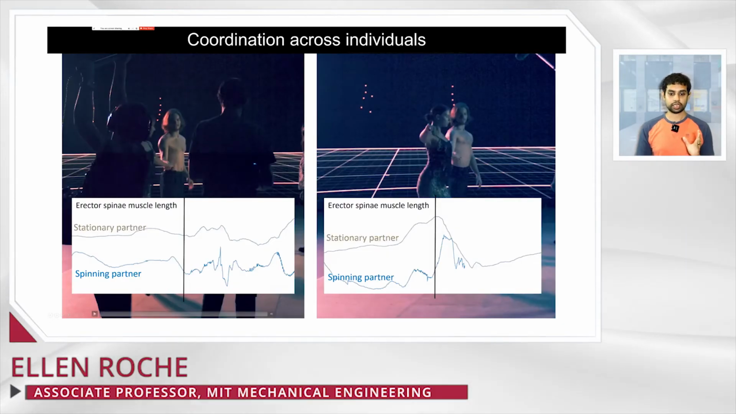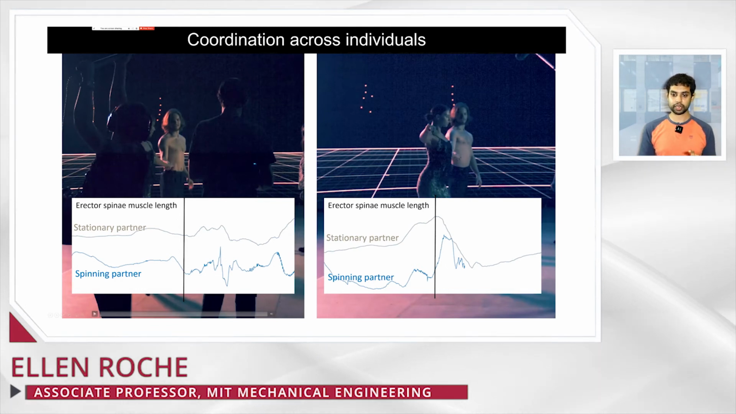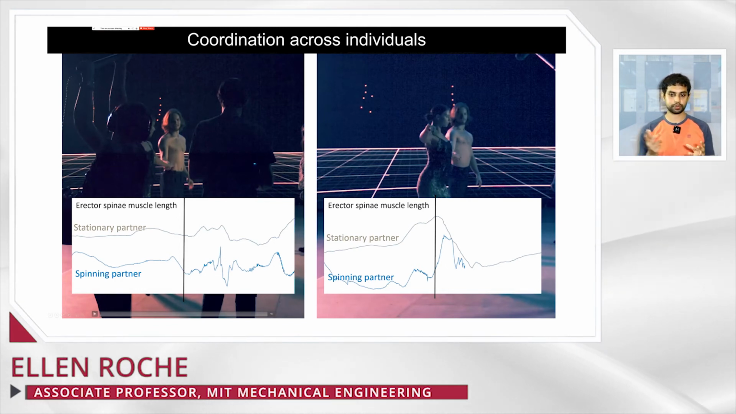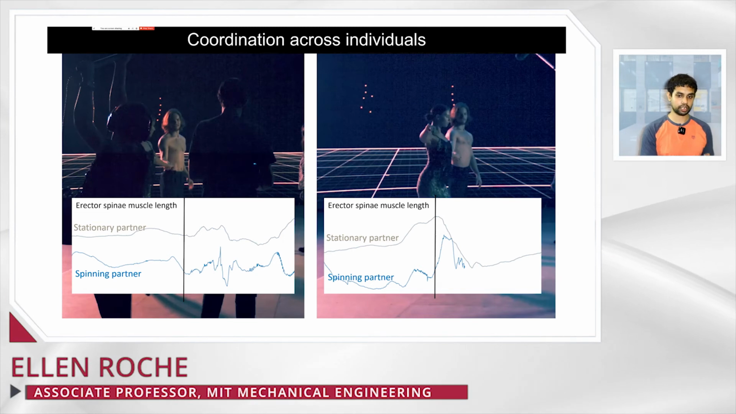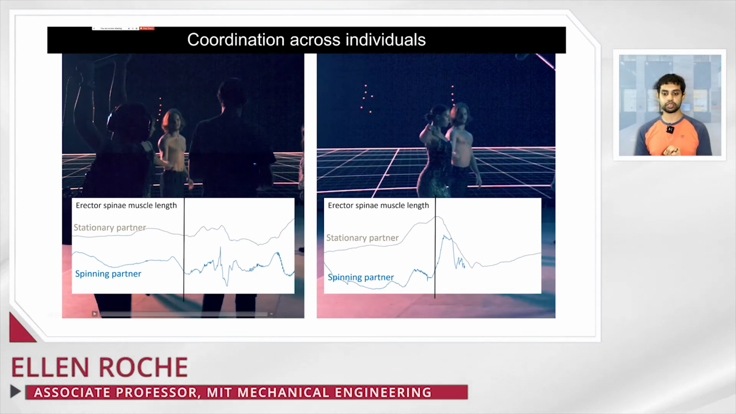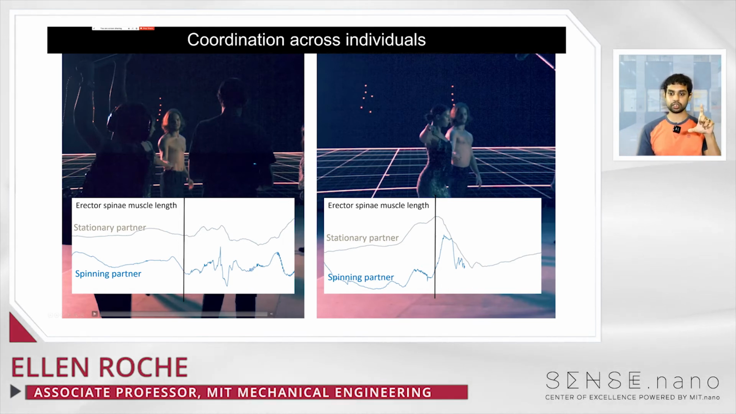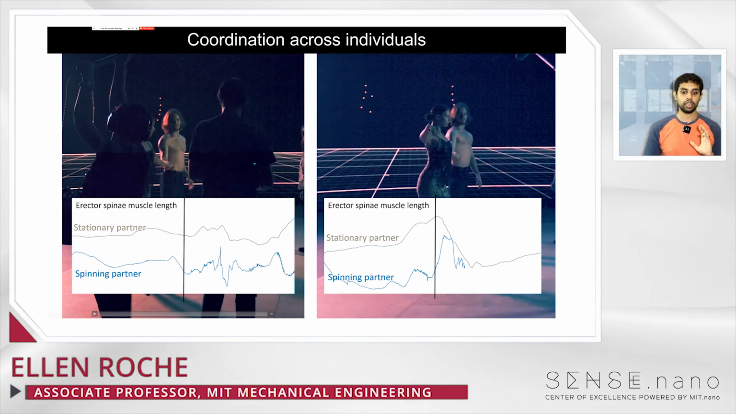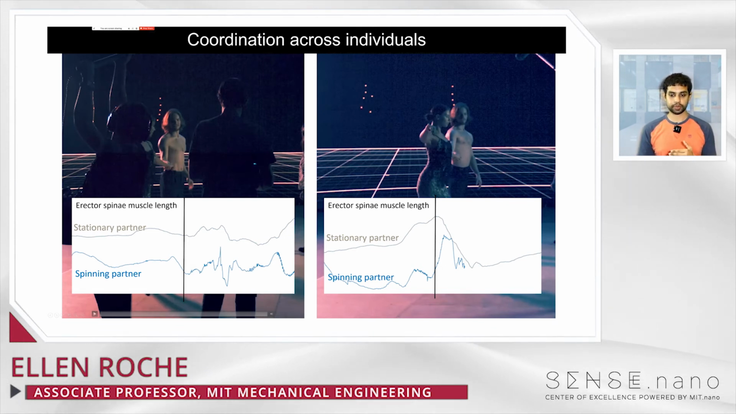Now, the green line represents the muscle of the stationary partner. So in this figure, one person is spinning in and out, so that's the spinning partner, and the other partner is stationary, so that's the stationary partner. We are going to monitor the length or the separation between the dots that you see on the screen in the stationary partner and the spinning partner.